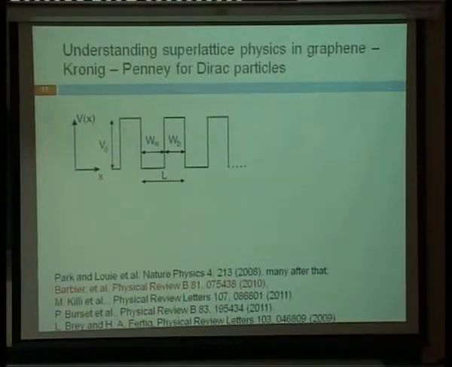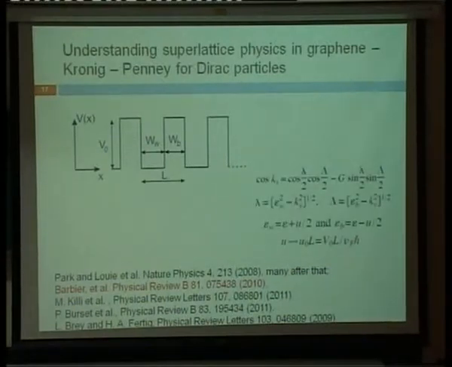So most of these guys at least start with a square potential, because that's really a tractable problem to handle. And there are some interesting things that happen as a function of duty cycle. So you have a barrier height which is varying, but nevertheless the qualitative features remain the same. So what do you do? You basically solve this problem, essentially a Kronig-Penney model for the Dirac electrons.